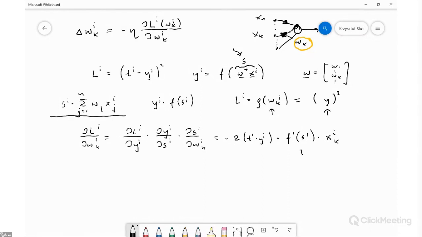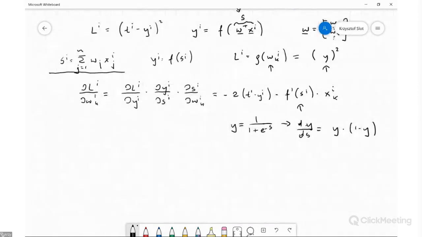And the last thing that needs to be clarified is what is this derivative, if our function is a logistic function. So if this f has this form, for example, we know that a derivative of dy with respect to ds is just y times (1 minus y), because we already had this exactly when we were talking about logistic regression. We just have exactly the same expression.